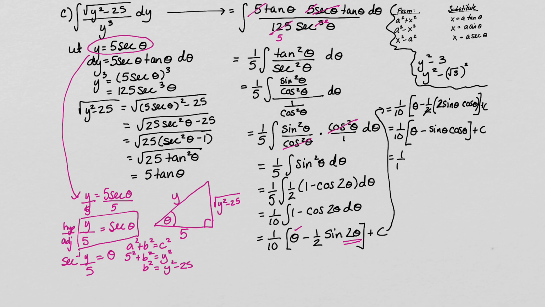So this is going to become 1/10. Theta, we said, is the inverse secant of y over 5 minus, I'm just going to write it down here so I have enough room. The sine is square root of y squared minus 25 over y. The cosine is 5 over y plus c. And you can just leave it as that mess. You could multiply it together if you wanted to make it a little bit nicer, but you don't have to.